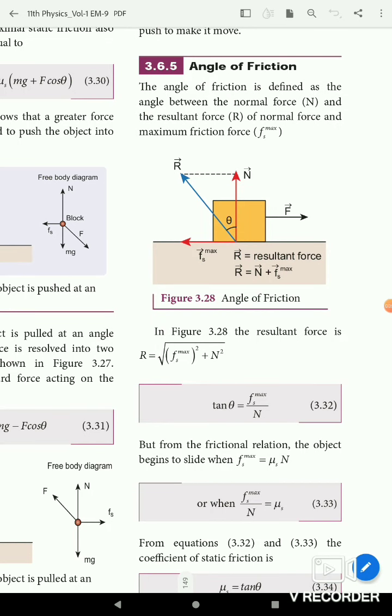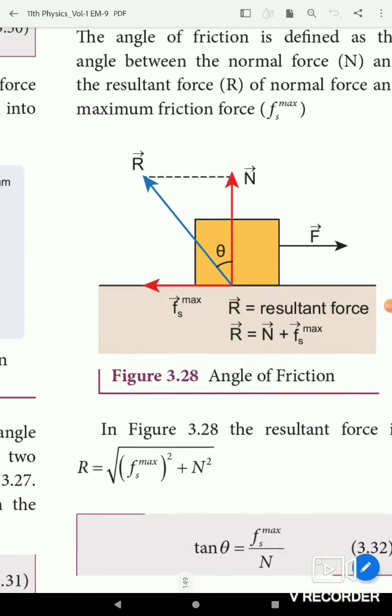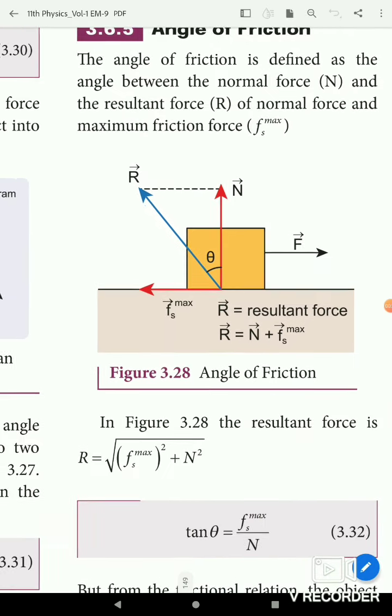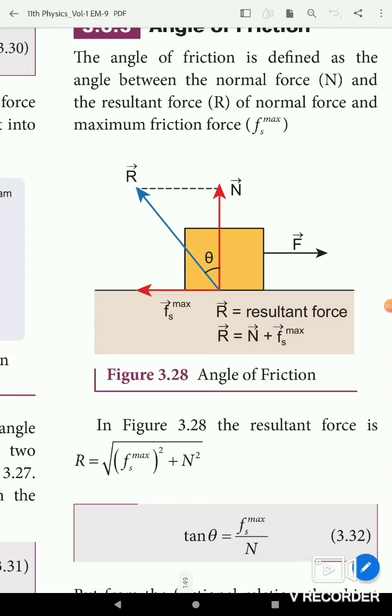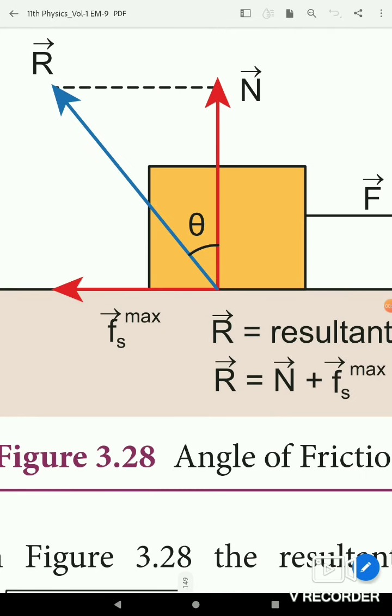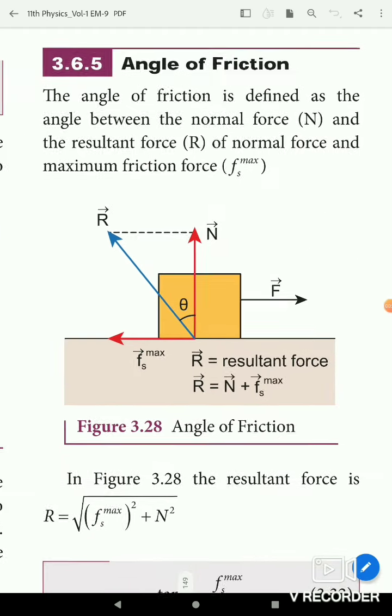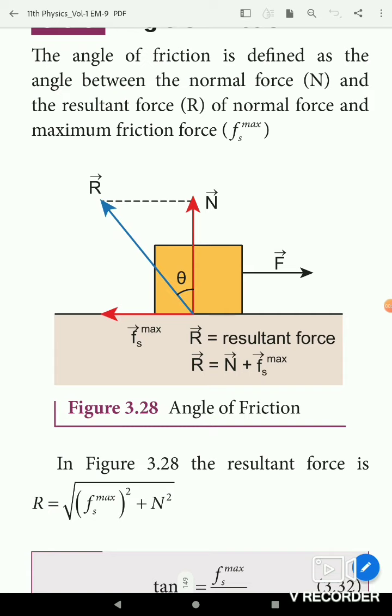Hi students, today we are going to discuss angle of friction. The angle of friction is defined as the angle between the normal force and the resultant force, R and N. The angle between them is theta. This theta is the angle of friction. This is the maximum friction force, Fs maximum. R is the resultant force, and R vector equals N vector plus Fs maximum vector.